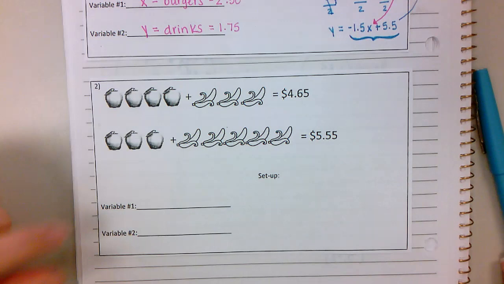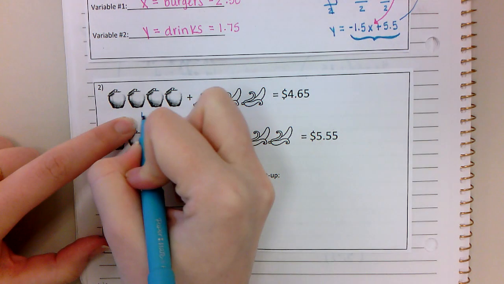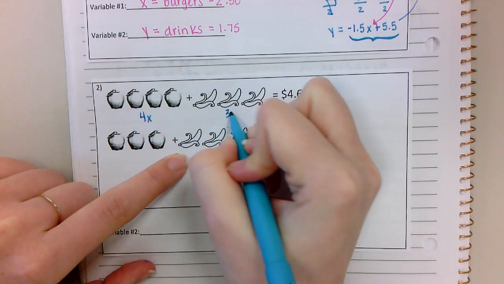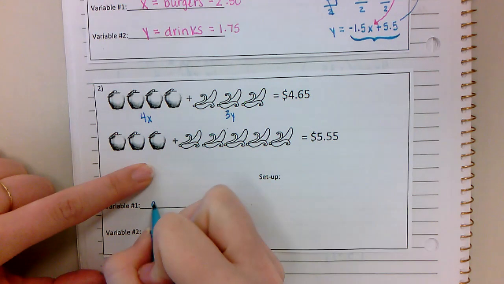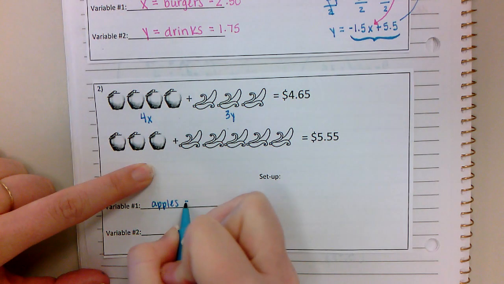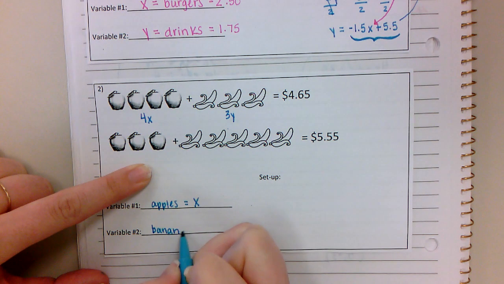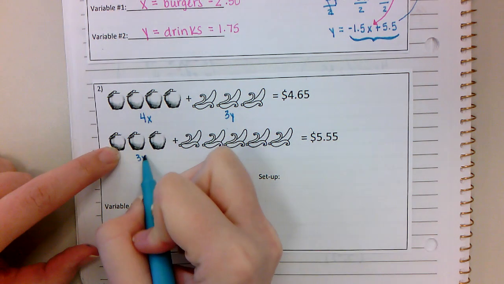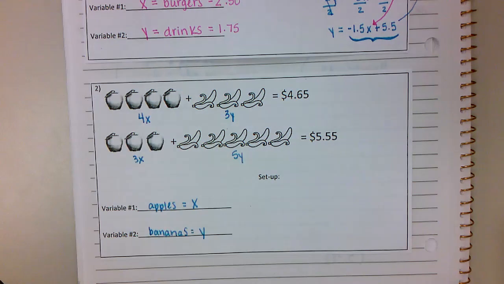Now let's look at number 2. Let's say 1, 2, 3, 4. Let's say our apples are x's and our bananas are y's. Okay, so I'm just counting how many of each that I have. So apples are going to be our x value. Bananas will be our y value. And then down here I have 3 apples and 1, 2, 3, 4, 5 bananas.